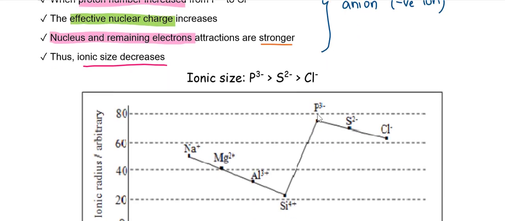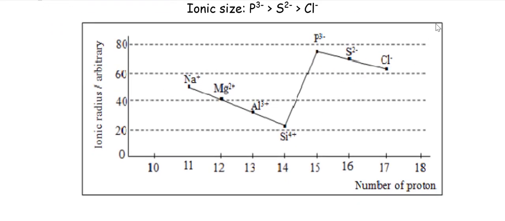So if you look at this graph, this is the graph of ionic radius for the period 3 elements. I took it from a book, and you can find it in reference books. From Na plus to Si4 plus, you will see the size decreases. Why? The proton number increases and the effective nuclear charge increases. So the attraction between the nucleus and the remaining electrons becomes stronger. That's why the size decreases.